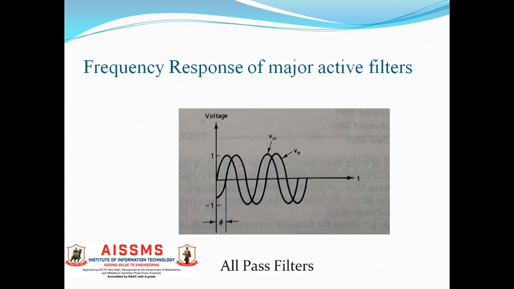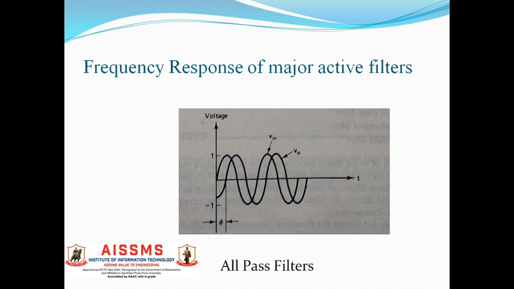The filter passes all the frequencies equally well. That is, the output and the input voltages are equal in amplitude at all frequencies. So it passes all the frequencies well. With the phase shift, right? You can see the phase shift between the two. You can see the phase shift as pi between the two, which is a function of frequency.